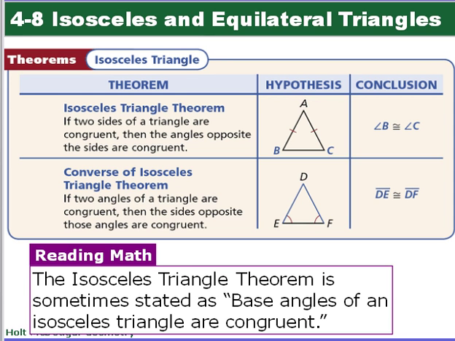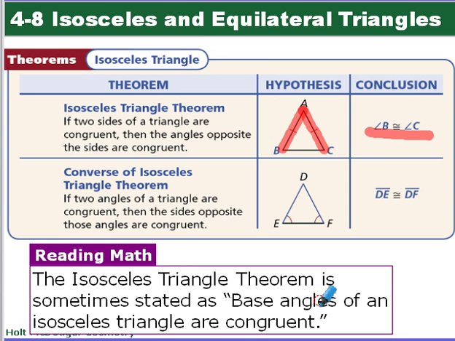Okay, so we have two theorems here for isosceles triangles. The Isosceles Triangle Theorem states that if two sides of a triangle are congruent, in this case segment AB is congruent to segment AC, then the angles opposite these sides are congruent. So we know angle B is congruent to angle C, or the base angles are congruent. And that's what it states down here: base angles of an isosceles triangle are congruent.